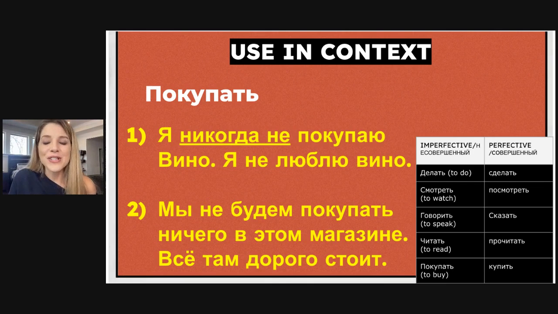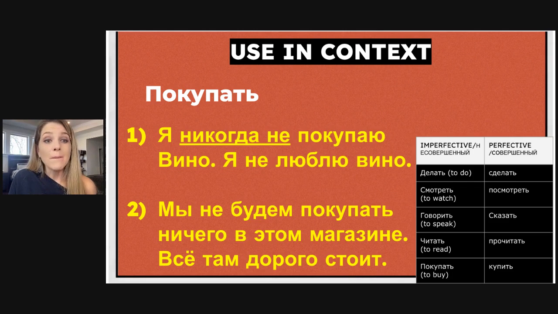Покупать. This one is so counterintuitive because usually in Russian, when you see the prefix po, it means perfective, but this one actually is reversed. And we will talk more about these tendencies in part 2 of this video. So, for example, you might say something like Я никогда не покупаю вино. Я не люблю вино. So I habitually do not buy wine because I don't like wine. Okay, so again, repeated. Keyword is никогда не.